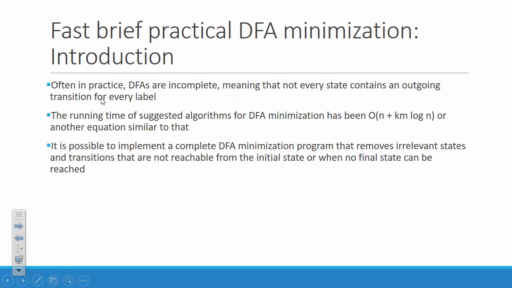Often in practice, DFAs are incomplete, meaning that not every state contains an outgoing transition for every label. The running time of the suggested algorithm for DFA minimization has been the old notation O(m + km log n), or another equation similar to that. It is possible to implement a complete DFA minimization program that removes irrelevant states and transitions that are not reachable from the initial state, or when no final state can be reached.